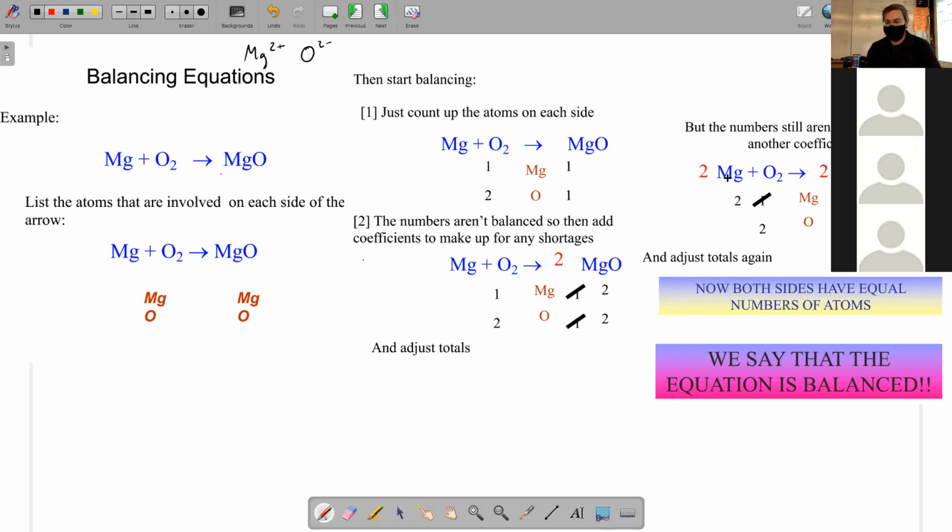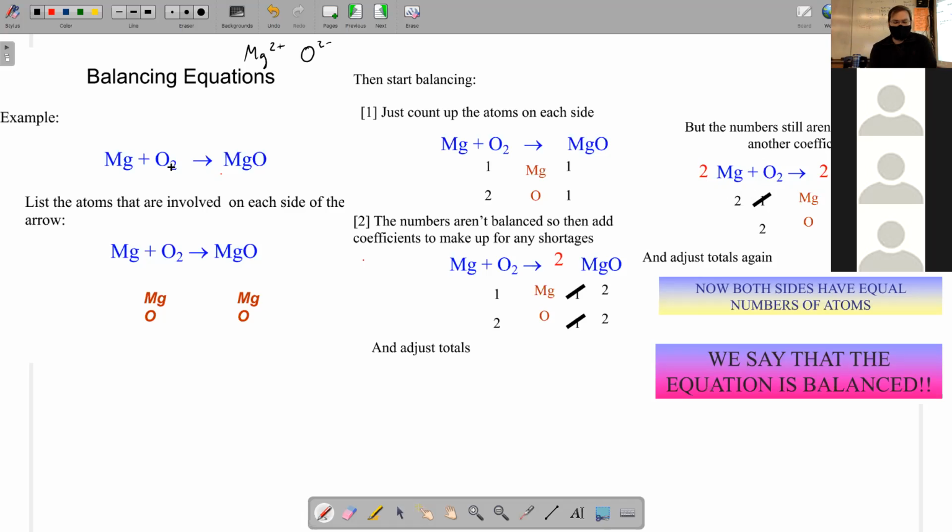So this balanced equation tells you that to make the reaction go, for every 2 magnesium atoms, you need 1 oxygen molecule. And as a result of 2 magnesiums reacting with 1 oxygen, you get 2 magnesium oxides. So you never make magnesium oxide one at a time. You always make them 2 at a time, by taking 2 magnesium atoms and 1 oxygen molecule.